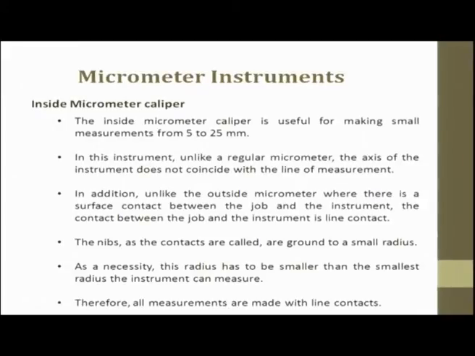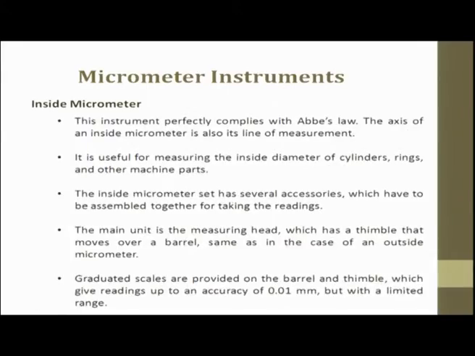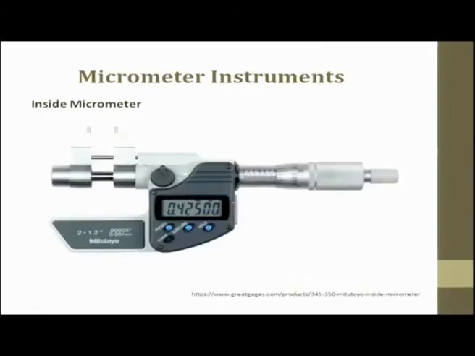Inside micrometer, the inside micrometer is used for making very small measurements from 5 to 25 millimeter. This is the inside micrometer. Whatever we had here was outside, so we can also have inside micrometer, rest all equipment follows the same. You will have a main scale reading, you will have a thimble screw. These are the vernier scale readings, and then you will try to get the values.